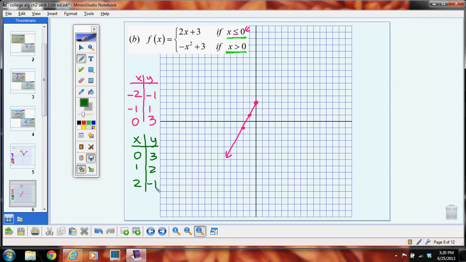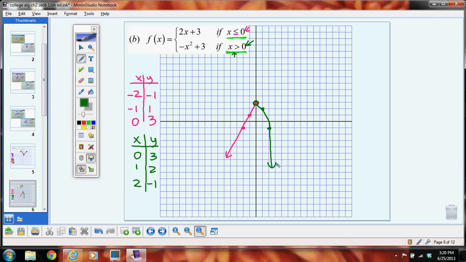So now let's graph these. When x is 0, y is 3. Now this should be an open dot because there is no equal to right here. It doesn't matter though because that dot's already on my graph. When x is 1, y is 2. When x is 2, y is -1. Now remember, you start drawing at the 0, where x is 0, and you follow your dots down. So that's what the graph would look like.